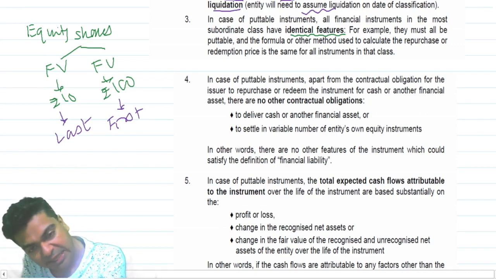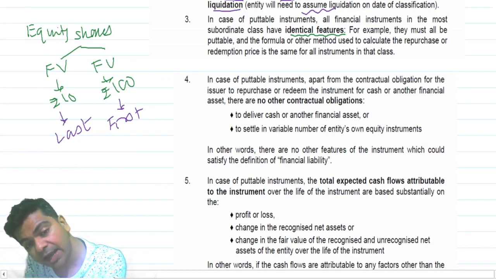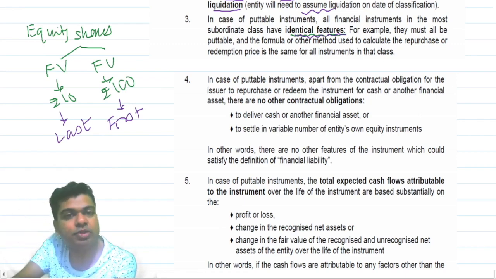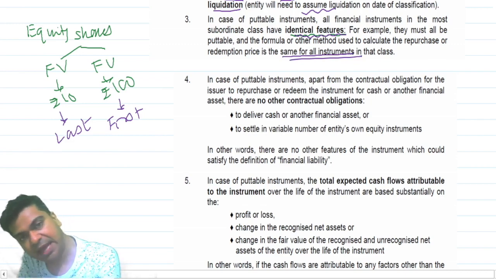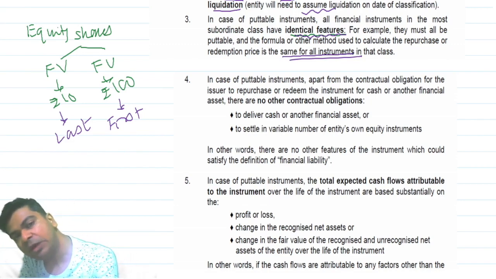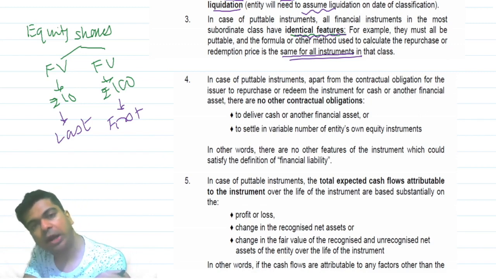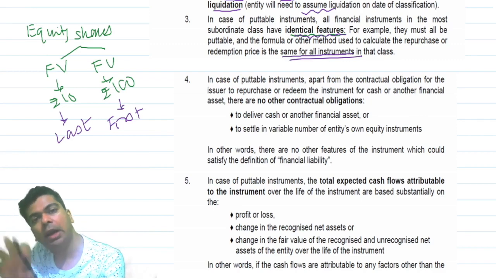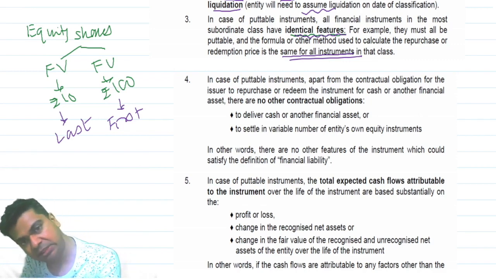So they say, in case of puttable instruments, all financial instruments in the most subordinate class have identical features, right? For example, they must all be puttable. Agreed. Puttable means they will be sold back to the company. And the formula or other method used to calculate the repurchase or redemption price is the same for all instruments in that class. So whether you are holding equity shares of face value rupees 10 or face value rupees 100 or for that matter any other face value, you should be ultimately paid last. Your claim should be subordinate to claims of all other holders of financial instruments. Only then it can become an equity instrument.